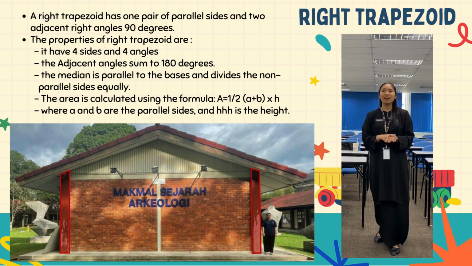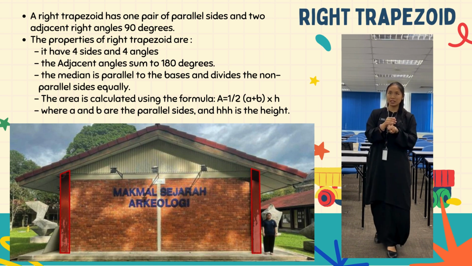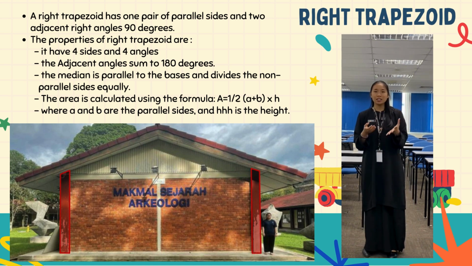The properties of the right trapezoid are it has four sides and also four angles. The adjacent angles sum to 180 degrees. The median is parallel to the bases and divides the non-parallel sides equally. The area is calculated using the formula area equals 1/2 times (A plus B) times H, where A and B are the parallel sides and H is the height.